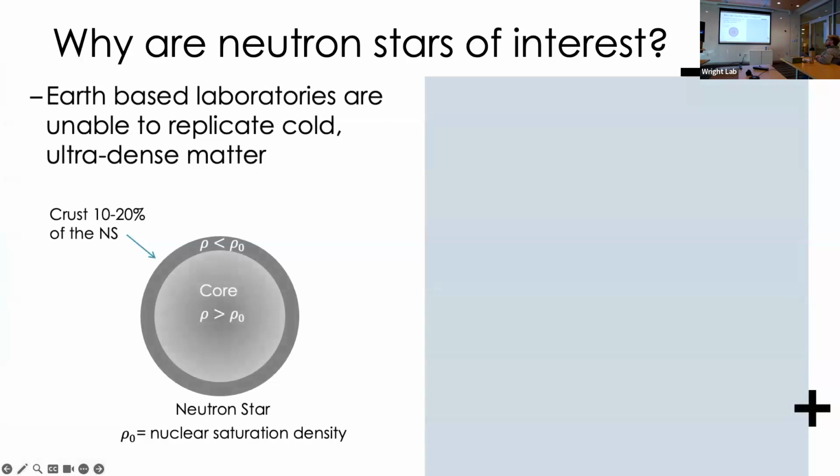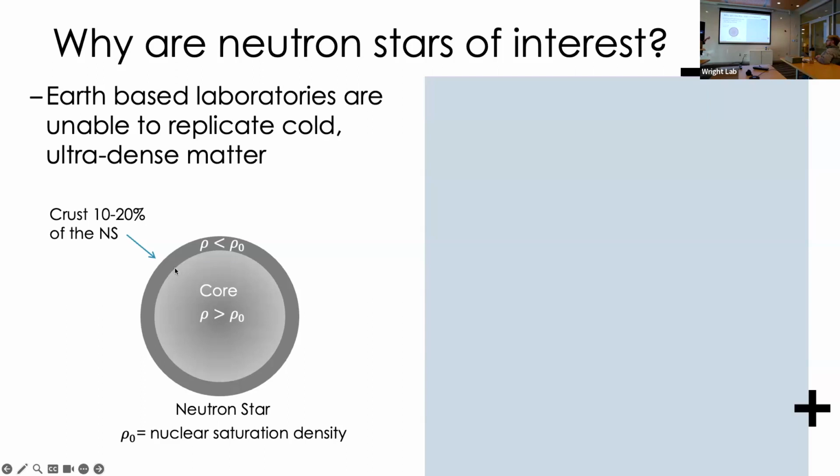But these objects exist in such an ultra-dense cold state that we are unable to reproduce this material in laboratories. So the only way for us to understand the composition and how matter behaves under these types of conditions is by observing neutron stars. Here is a very simple cross-section schematic of a neutron star, where we have the outermost 10 to 20% being the crust region.